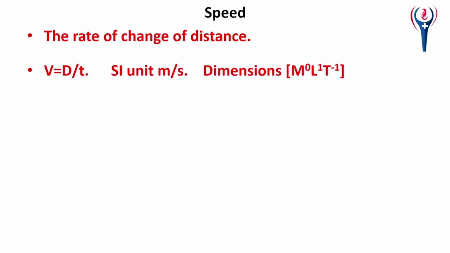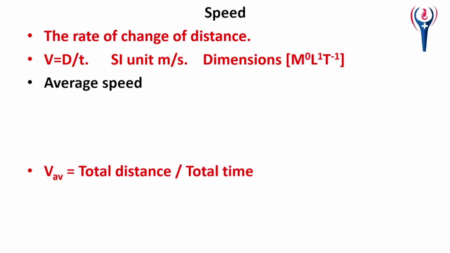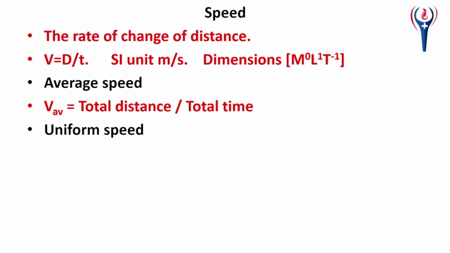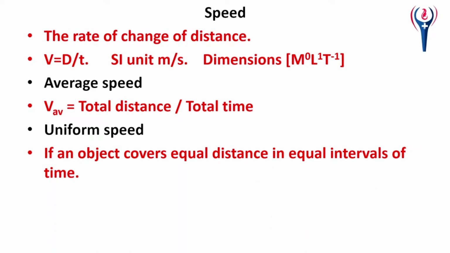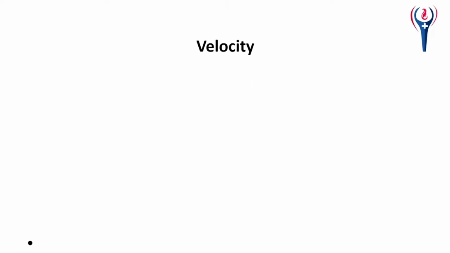Speed is the rate of change of distance. Formula: v = d/t, unit meter per second, dimension L T^-1. Average speed is total distance by total time. Uniform speed: if an object covers equal distances in equal intervals of time. Instantaneous speed is the speed of a body at a given instant of time. Formula: v = ds/dt.